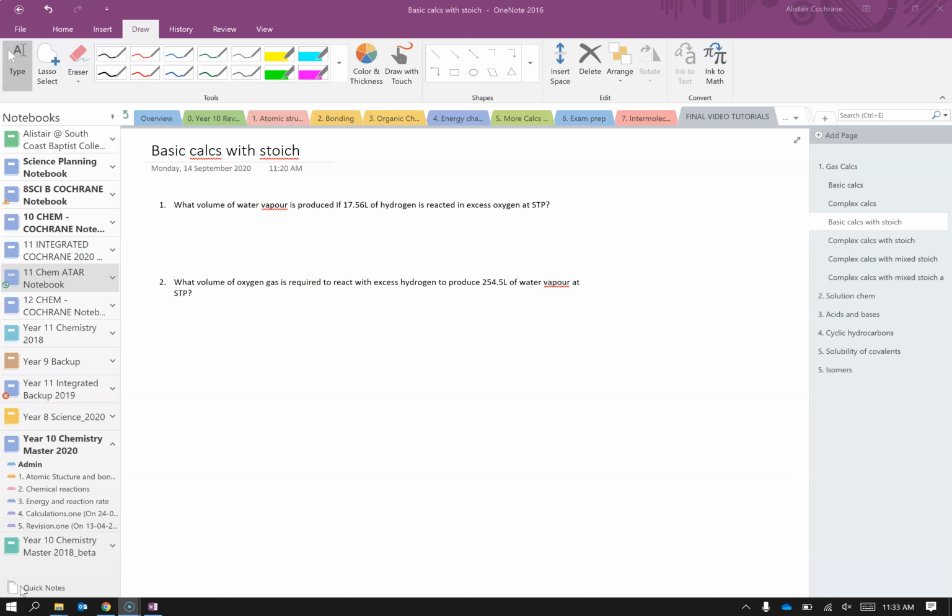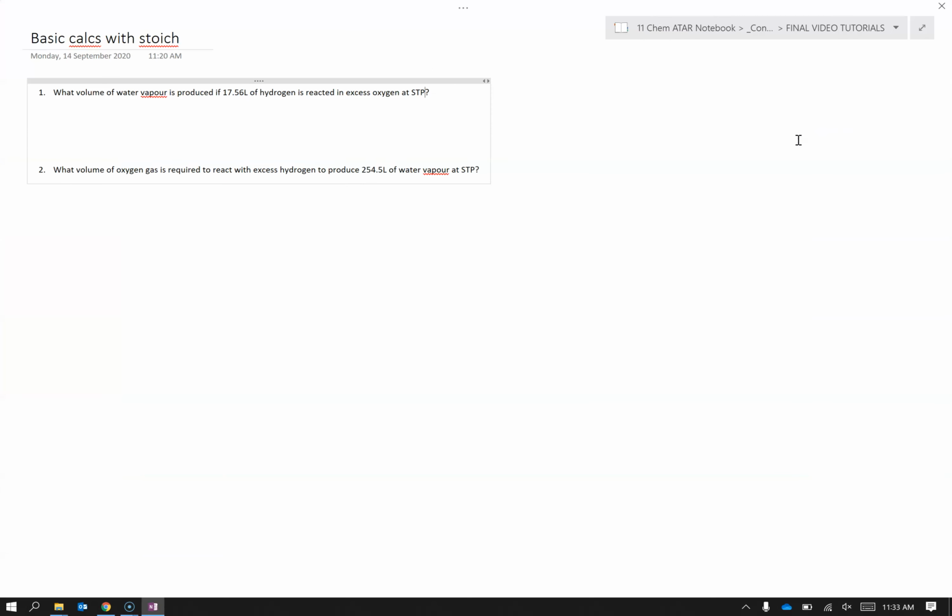Today we are looking at gas calcs, using the basic gas calcs with stoichiometry, and then we're going to follow on with looking at some more complex calcs with stoichiometry, and then episode 3 will be complex calcs with mixed stoich. So let's have a look at what we've got here.